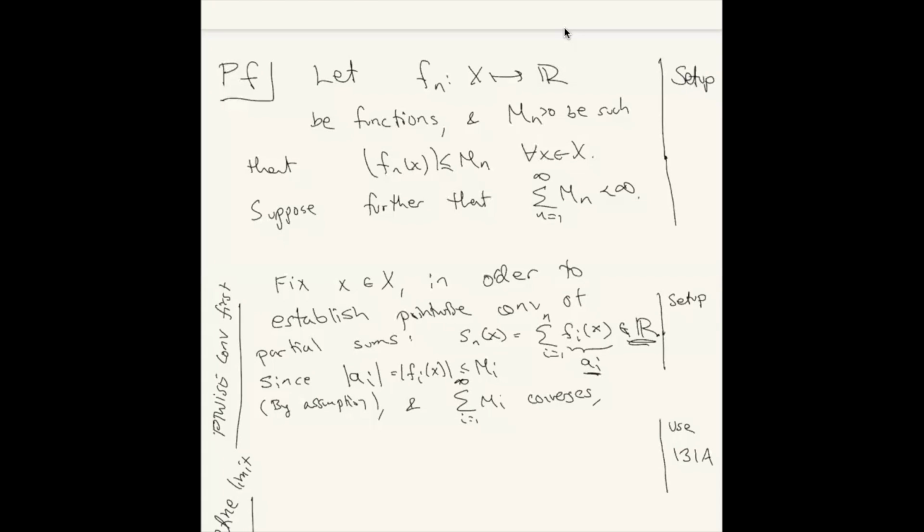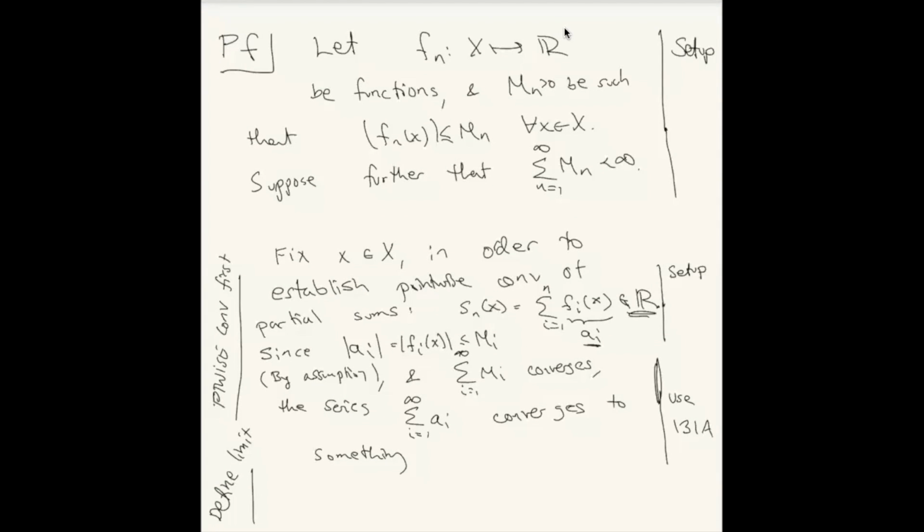The series of the real numbers M_i converges. Therefore, by the comparison test we stated, since this is true and that converges, the series sum from i equals 1 to infinity of a_i converges to something. So this is using 131A, the comparison test as we did. Okay, so now we have a convergent thing. This series is converging for a fixed x. So because it's converging, we can define a limit function.